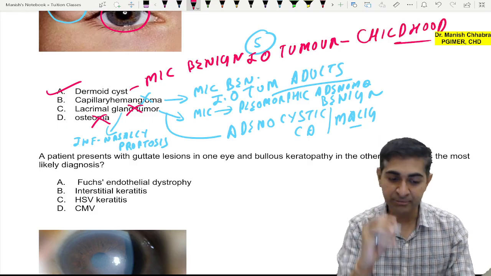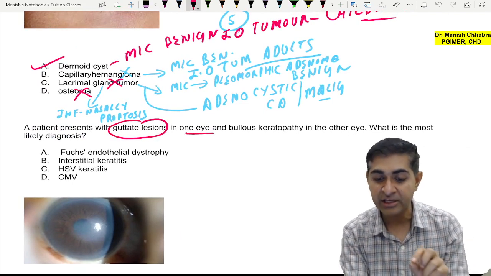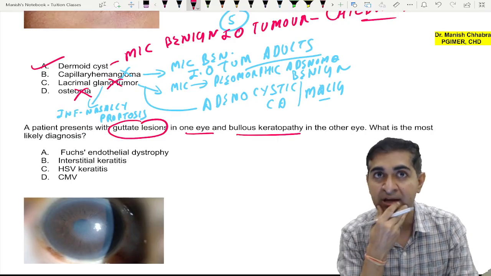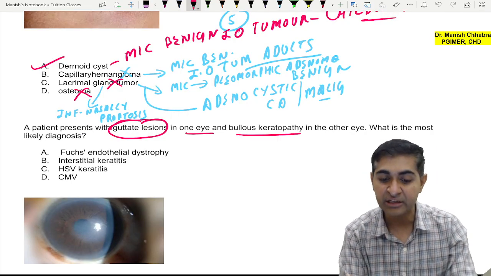We have done it multiple times. Okay, a patient presents with guttate lesions in one eye and bullous keratopathy in the other eye. Okay, we are talking of guttate lesion. What is the most likely diagnosis?